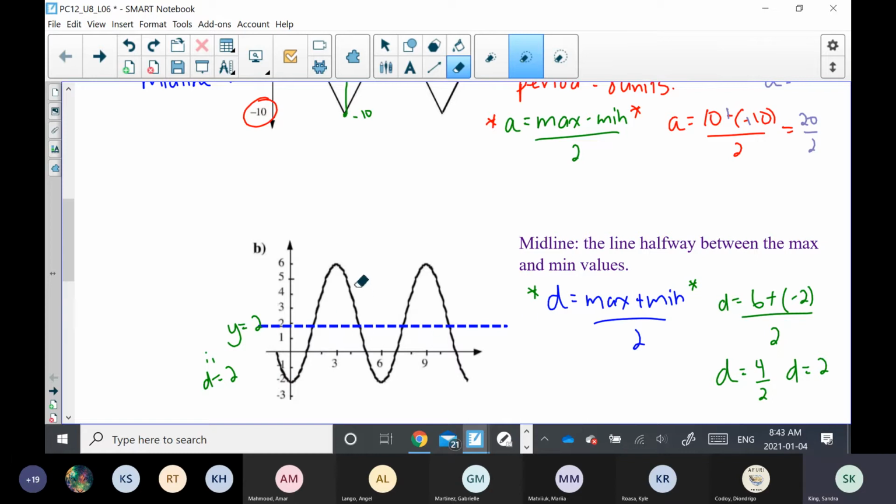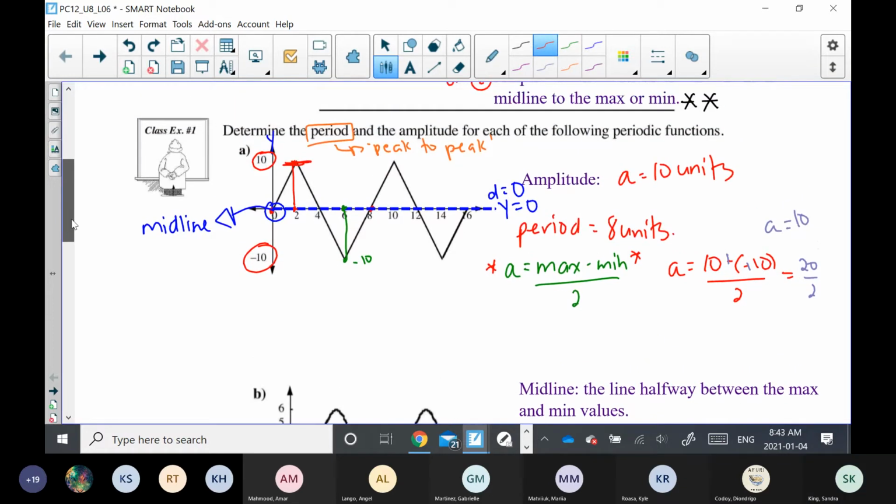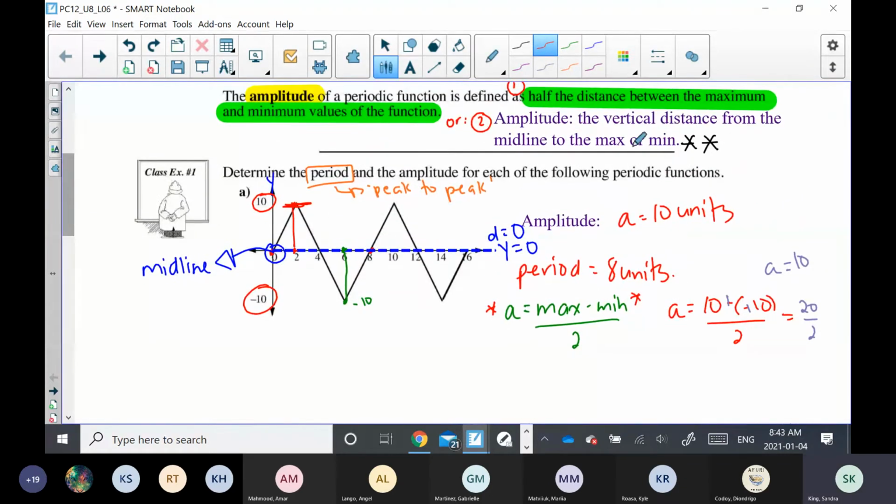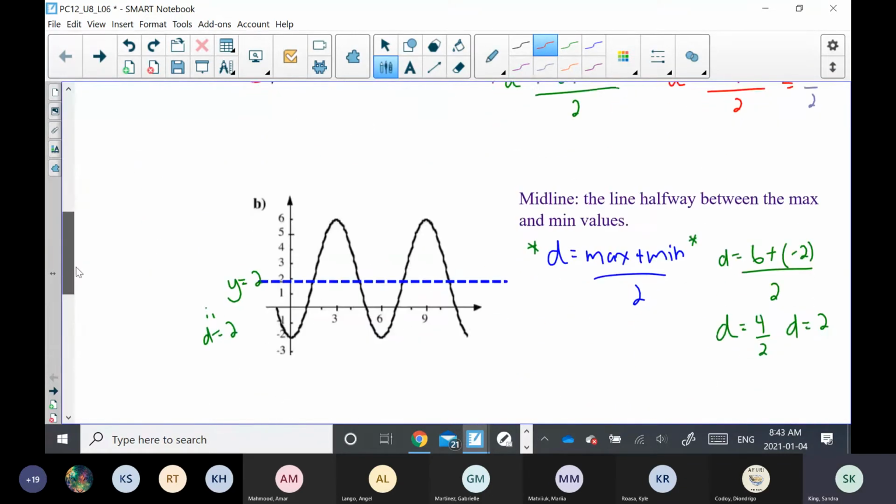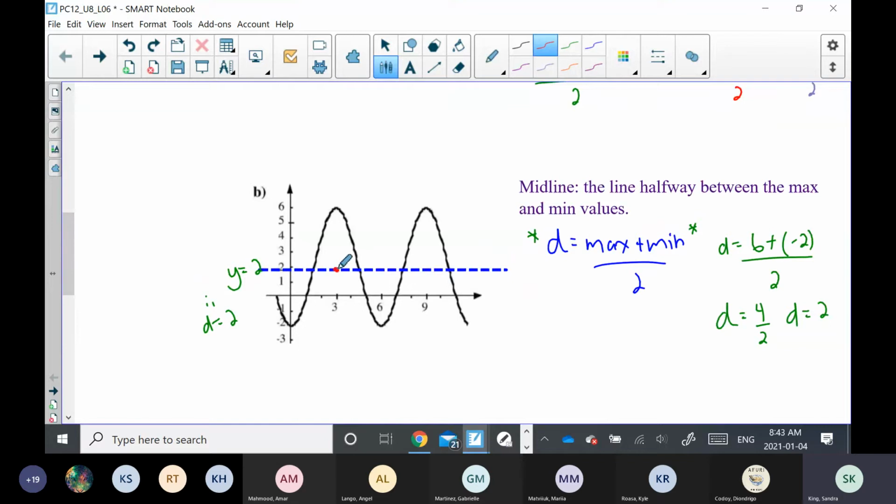So you could either get the midline by just eyeballing it. When I do questions, 100% of the time I will double check by writing this, because I never want to get that wrong. So once you have the midline, it's then really easy to get the amplitude, because the amplitude, remember, is the vertical distance from the midline to the max or the min. So if you know what the midline is, what's the distance from 2 to 6? And that will give you your amplitude.